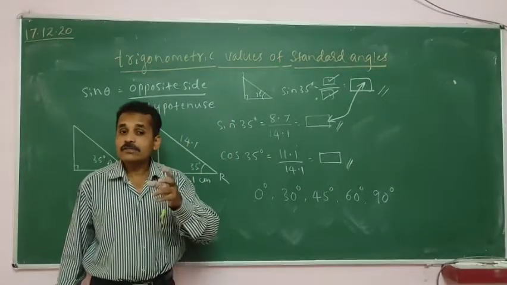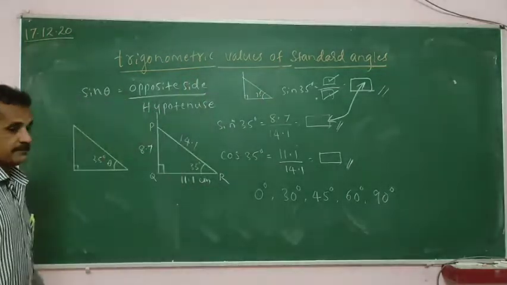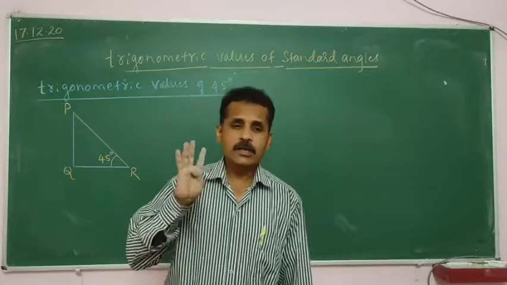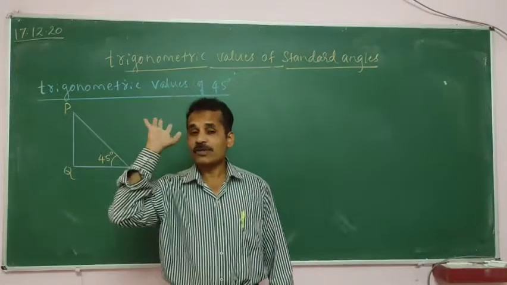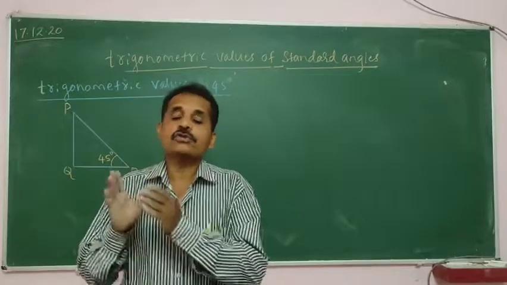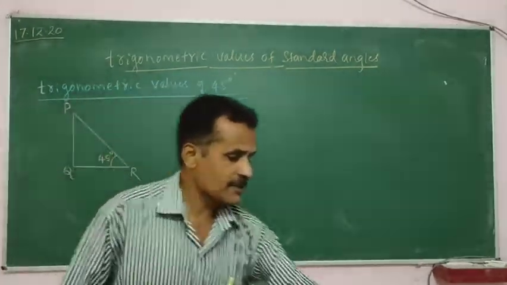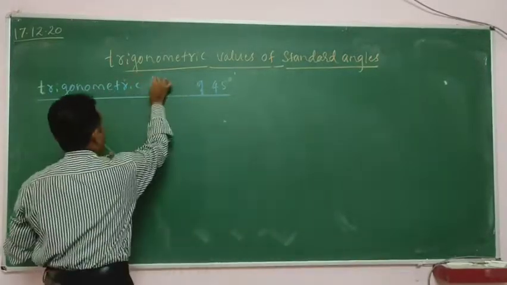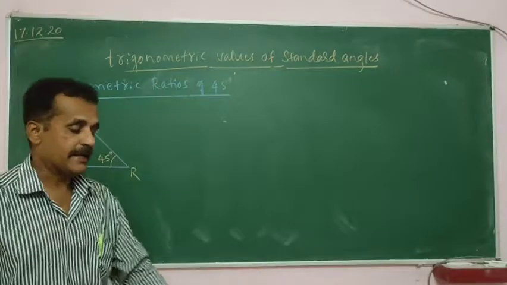How to find those? The derivation of that, I will show you. Okay, students, I have told you 0 degree, 30 degree, 45 degree, 60 degree, and 90 degree are called the standard angles, and we are going to find the trigonometric ratios of those 5 standard angles. In the place of trigonometric values, I can use the word trigonometric ratios also. Trigonometric ratios of 45 degree.